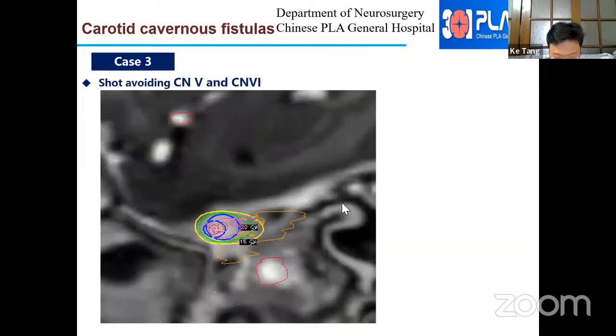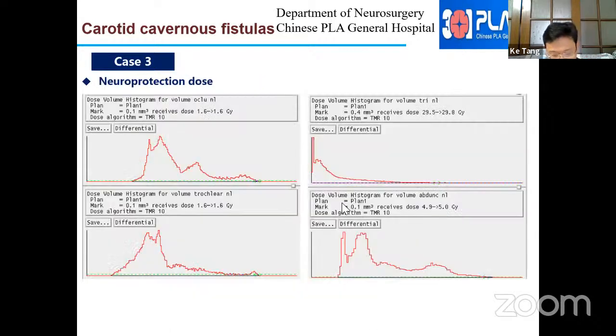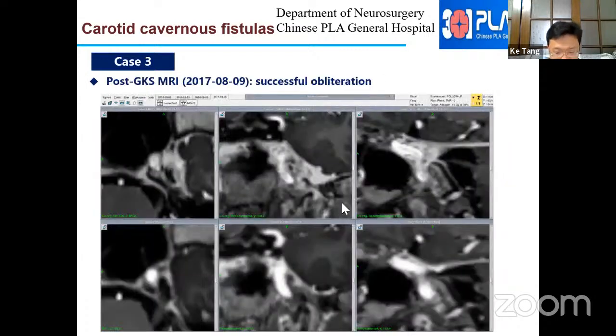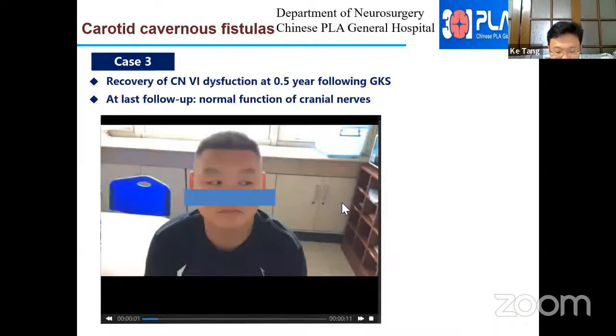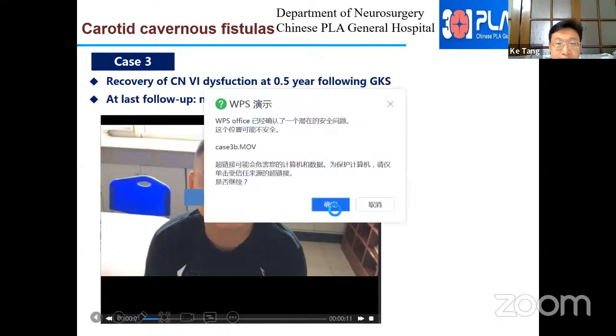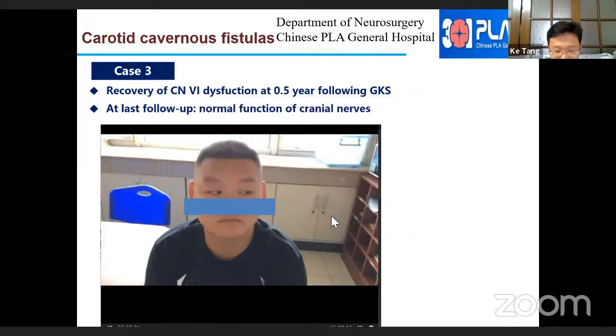We made dose protection for the cranial nerves. The post-Gamma Knife surgery MRI showed successful obliteration of the fistula. Recovery of cranial nerve 6 dysfunction was achieved at 6 months following Gamma Knife surgery. We can see the normal eye abduction. At last follow-up, we can see the normal function of cranial nerves.